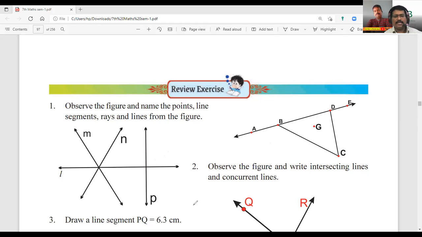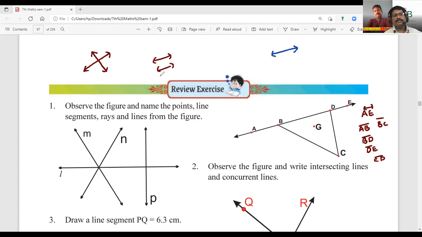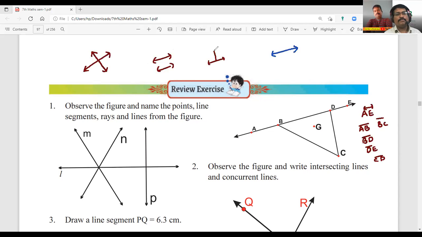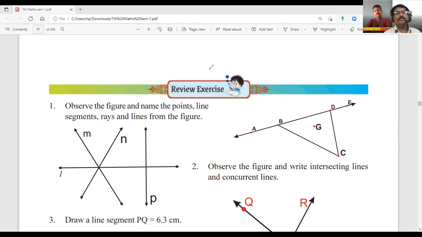Next, observe the figure and write the intersecting lines. This is a line, and if two lines have one common point, then they are called intersecting lines. If two lines have no common point, then we call them parallel lines. This is also an intersecting pair, but they are perpendicular to each other. So these are the lines.